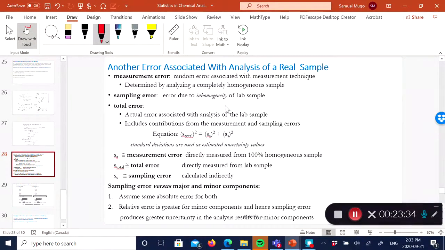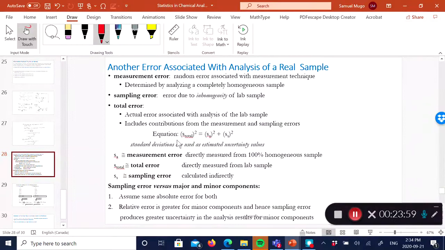And so in that case, you would expect a substantial amount of sampling error if you're analyzing a heterogeneous sample, meaning the composition of the analyte is not evenly distributed in your sample. So how do you determine sampling error? The sampling error is basically determined from this equation.